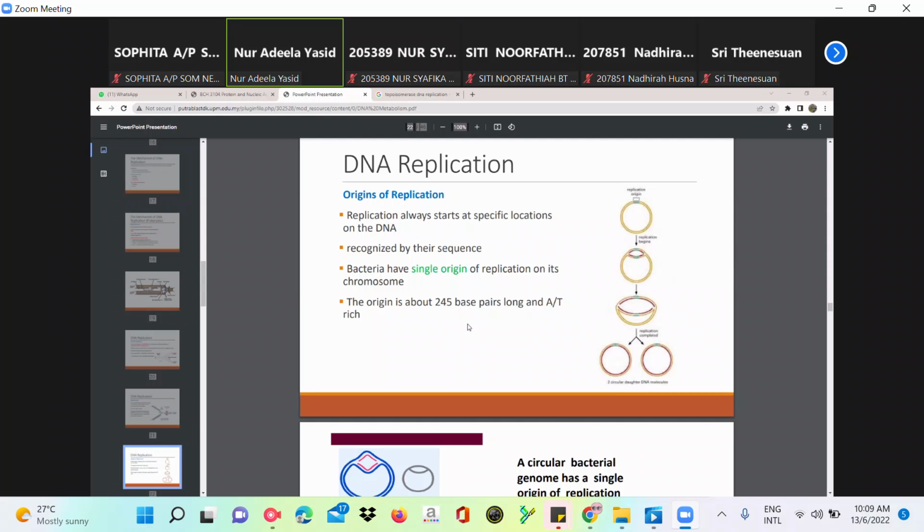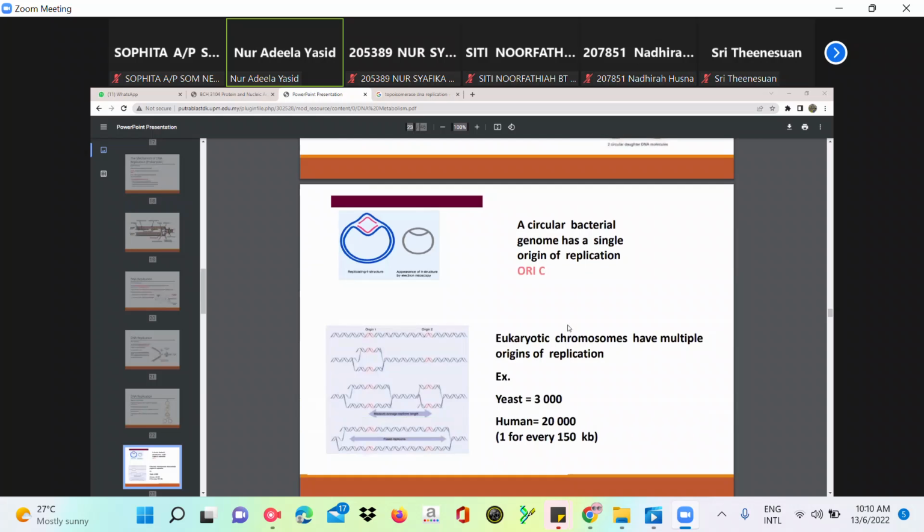So we want to synthesize a very solid, very strong DNA without any mutation, so it cannot be easily broken down compared to AT. But the origin is an AT-rich sequence, in the 245 base pairs. Alright, so the eukaryotic system has multiple origins of replication.